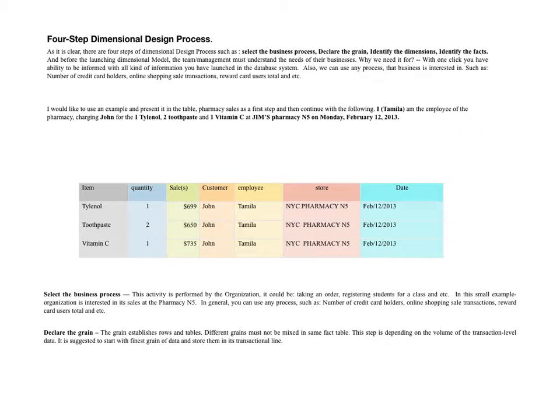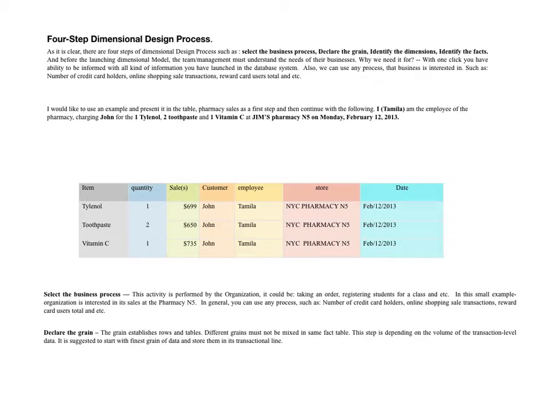Here is the item, quantity, sales, customer, employee, store, and date. That's the information which was selected by the employee that they would need. We don't need any information which is not necessary and which you won't need.